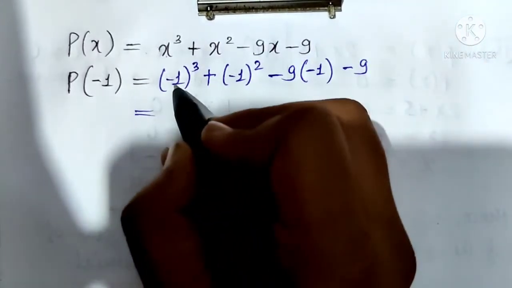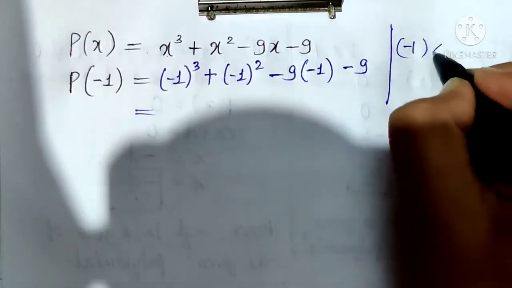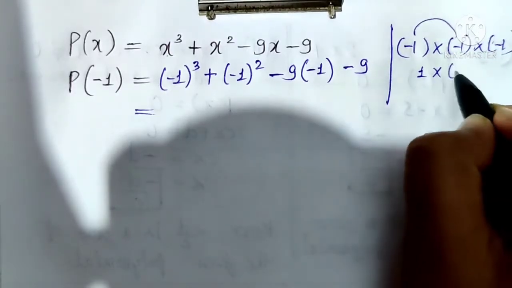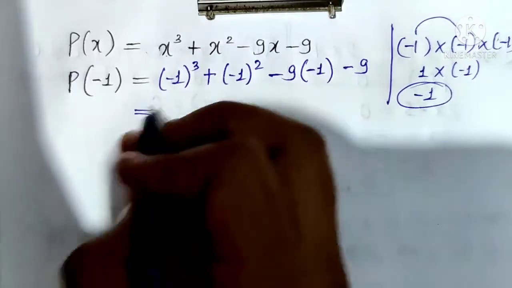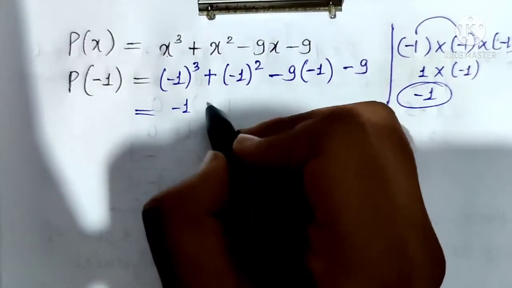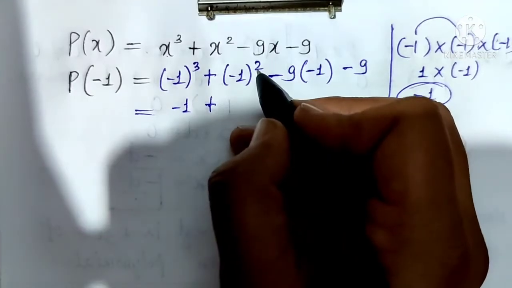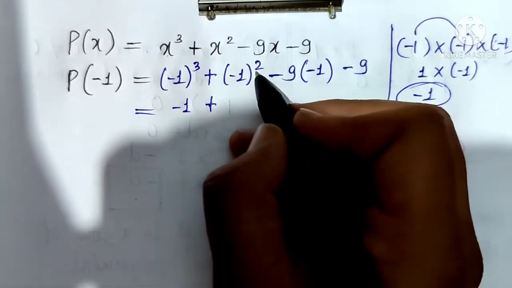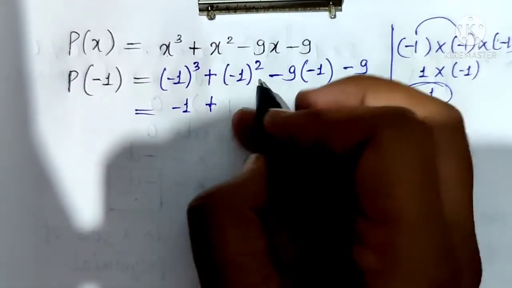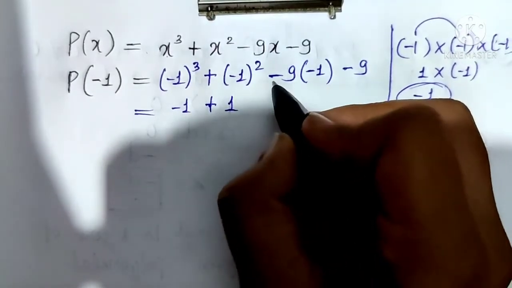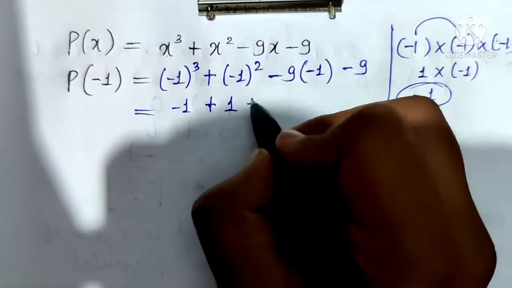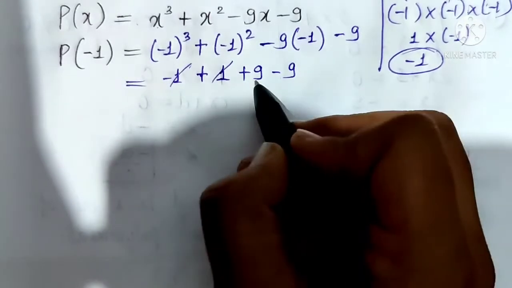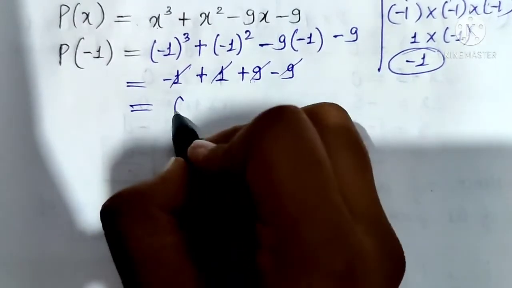So let's solve it. Minus 1 cube: minus 1 multiplied by minus 1 multiplied by minus 1. Minus 1 into minus 1 is plus 1, multiplied by minus 1 is minus 1 only at the last. So the value comes minus 1 only. Then plus minus 1 squared, because the exponent is even. When a negative number has an even exponent, the value will always come positive. Then minus 9 multiplied by minus 1: minus into minus is plus, so it comes plus 9. At last minus 9. So minus 1 plus 1 will cancel, 9 minus 9 will come 0 only.